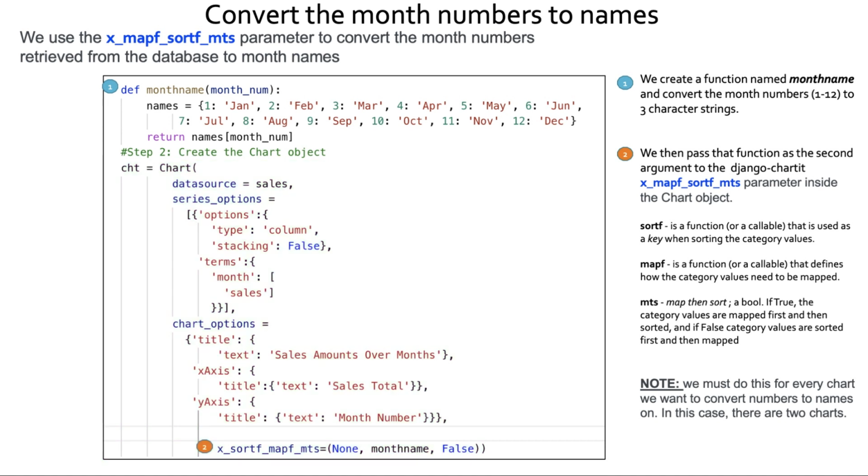Sortf is a function or a callable that is used as a key when sorting the category values. Mapf is a function that defines how the category values need to be mapped, and mts is a Boolean. If true, the category values are mapped first and then sorted, and if false, category values are sorted first and then mapped. Note, we have to do this every time we want to convert numbers to names for any of the charts that we are using. In our case, this is for the 2 different charts that we just took a look at and we plotted, CHT and CHT2. So let's take a look at them.